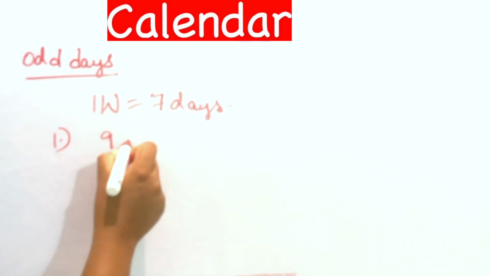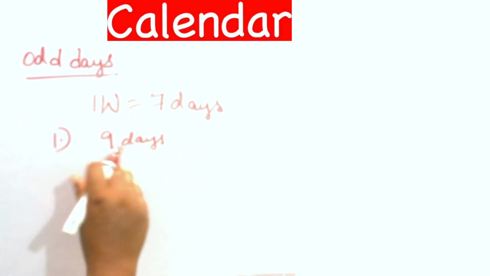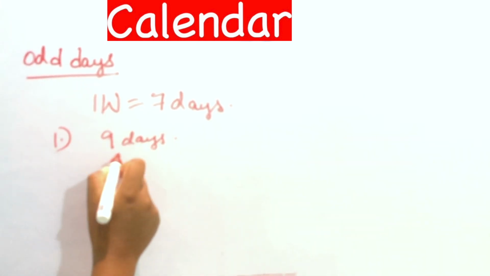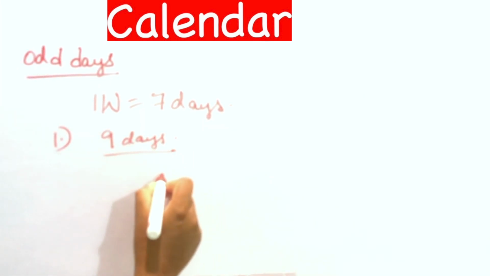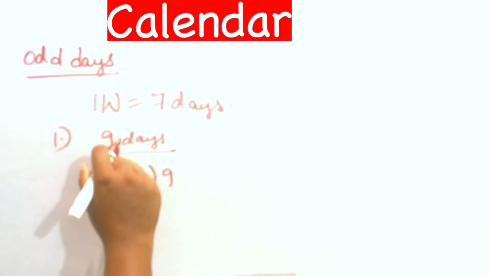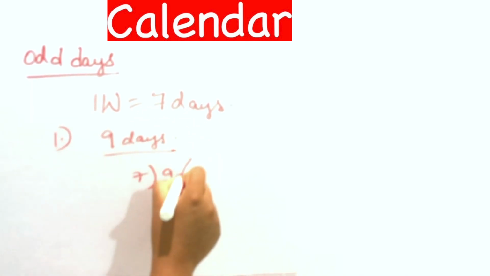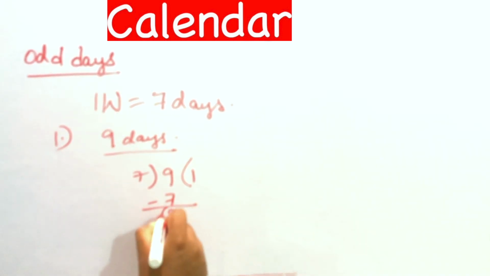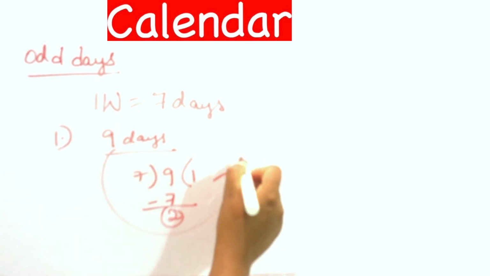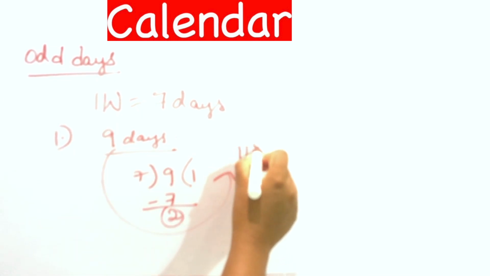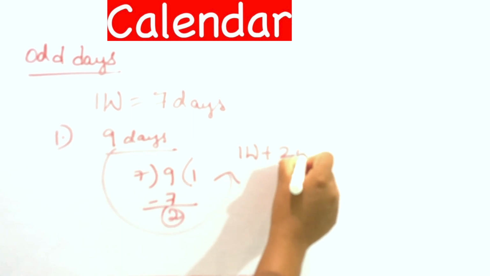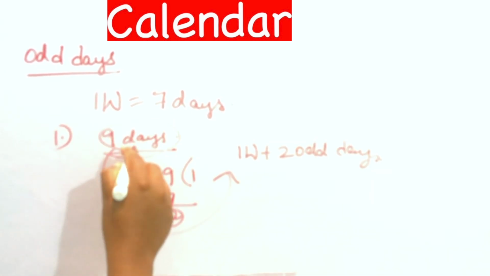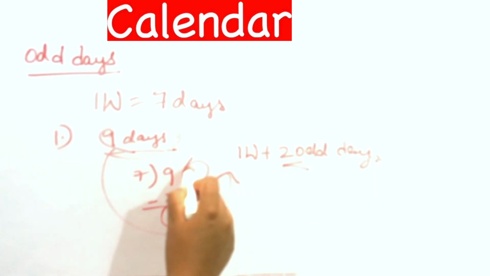Okay, let's say we have 9 days. Now we have to check how many odd days are there in this 9 days. So for this, what we have to do is, first we have to take the given number and divide this given number using 7. Now if you divide this, you will get remainder as 2. Now this 9 days can be represented as 1 week plus 2 odd days. In this 9 days, we have 2 odd days and 1 week.